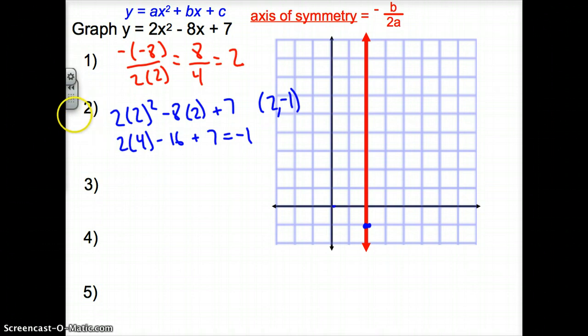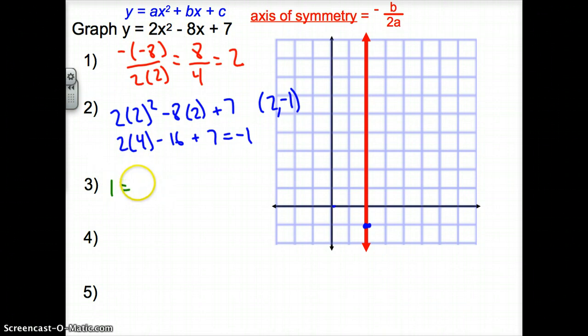Now, after you plotted your vertex, you are going to go back up to step 1, and you are going to choose two values that are less than this number here, this 2. So I'm going to choose two values that are less than 2. Well, I know that one value less than 2 is 1. So I'm going to put this 1 in for this x and that x.